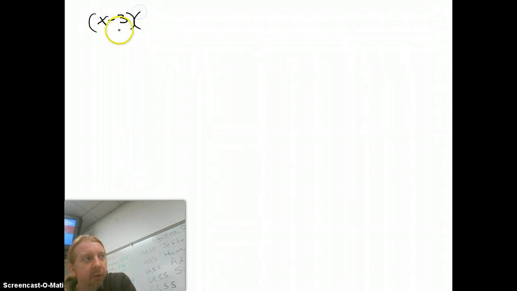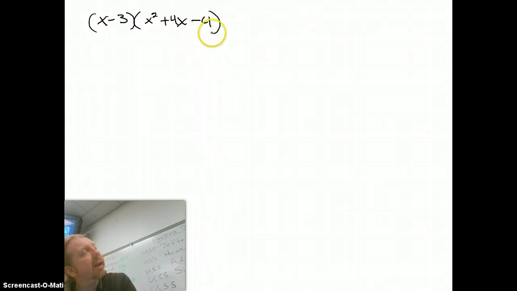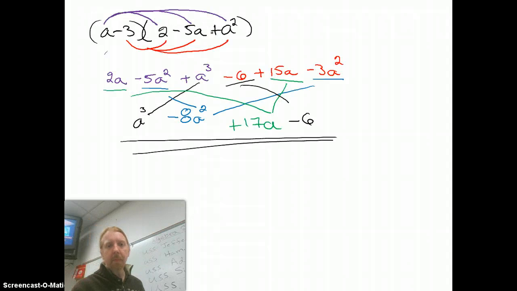So I have x minus 3. I have x squared plus 4x minus 4. And I have to multiply that out. Now, if I look back, you can do whatever method works best for you. I just want to show the 3 algorithms that the book shows so you can kind of find the one that works best for your way of doing math.